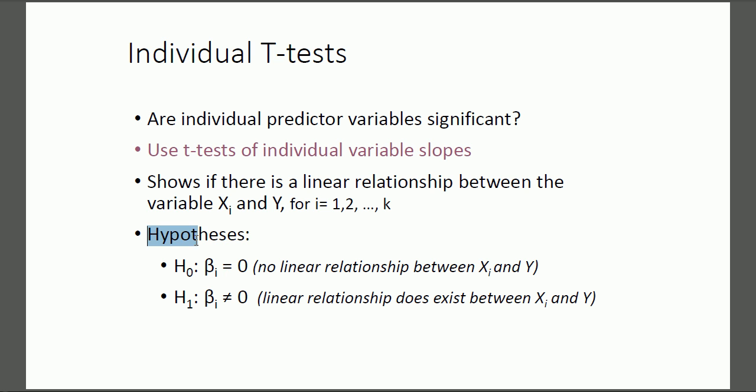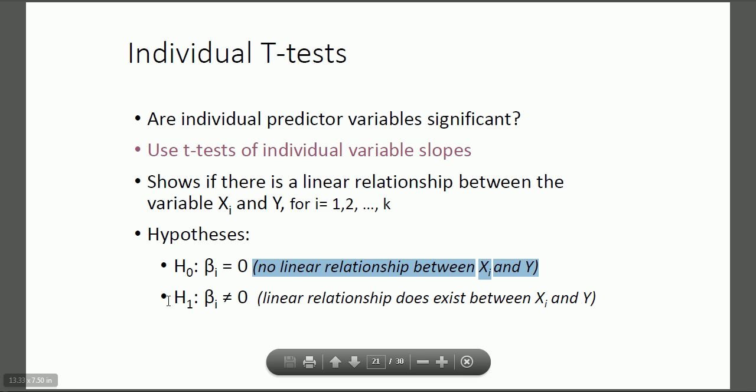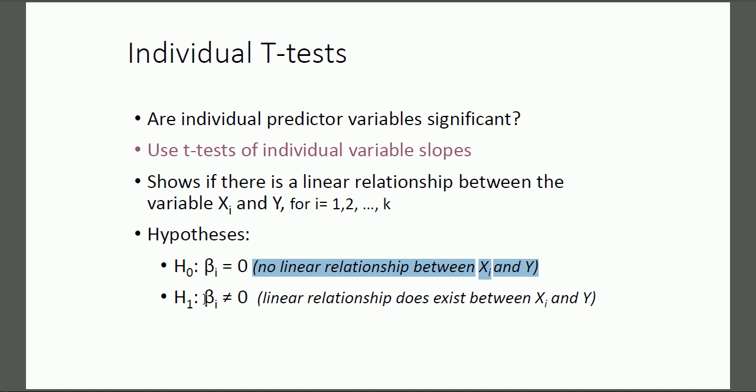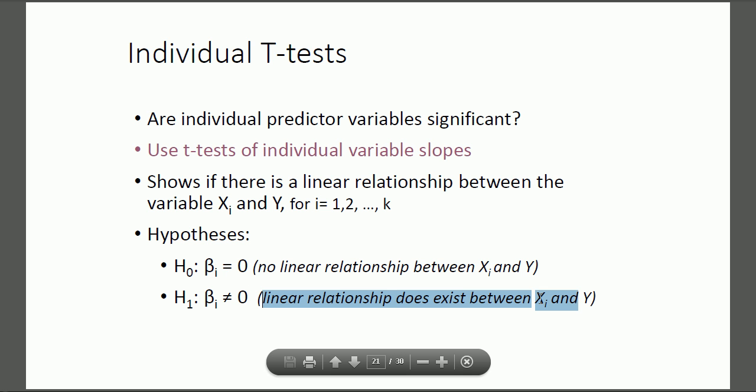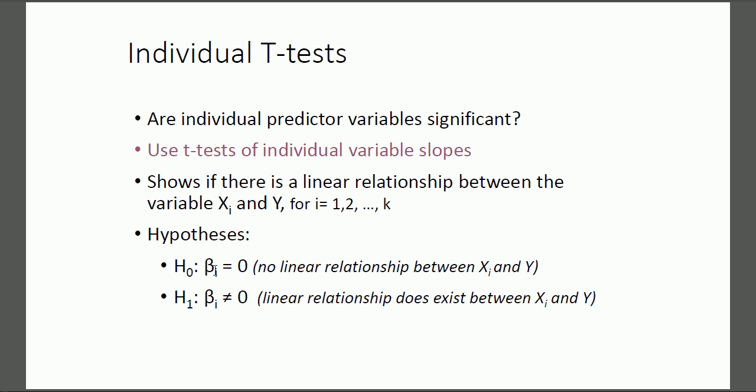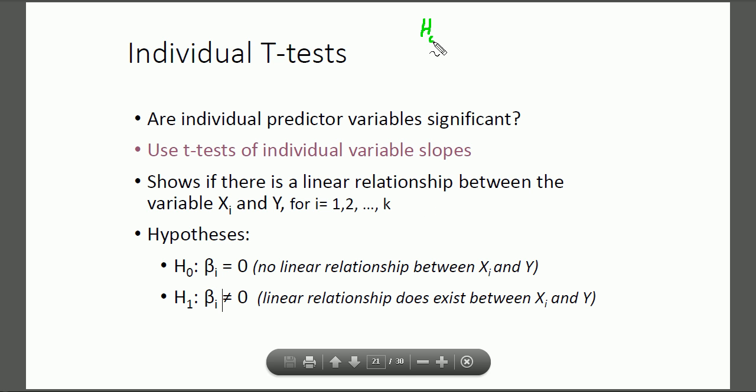Here's the hypothesis test. H0 is that the particular variable has a slope of 0, so no linear relationship between xi and y. And the alternative is that there is a significant linear relationship, or it does exist, between xi and y. Now we're going to obviously fill in the blank for i. So for us, we're going to need to do two of these for the pie sales data. We're going to do one for advertisement.